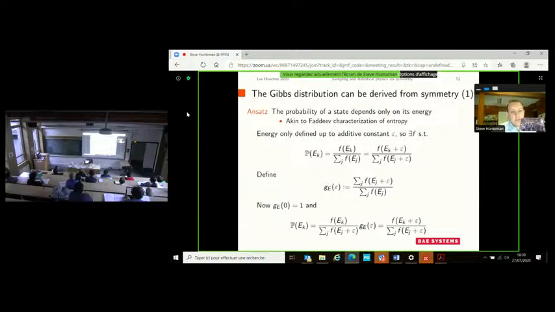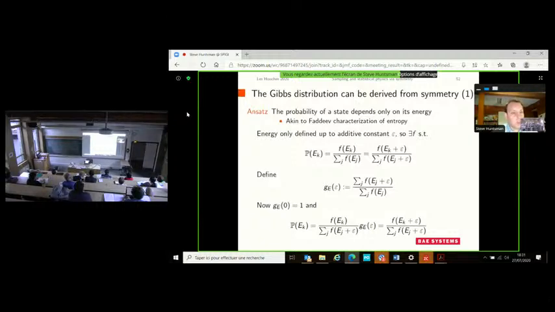I'm going to start by saying, where does the Gibbs distribution come from? So I never felt happy with the derivation in Landau and Lifshitz or in Feynman, and so I tried to do a new one. And I haven't seen this. Maybe it's out there, and if it is, please let me know. But the basic assumption is that the probability of a state only depends on its energy. And so I'm sure many of you have seen Baez, Fritz, and Leinster's characterization of entropy from a few symmetries, and I hope that this follows in the same vein.